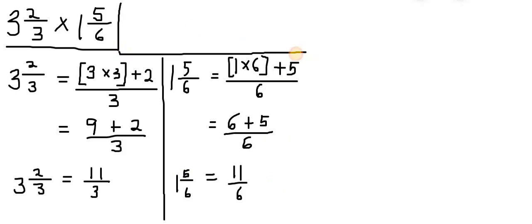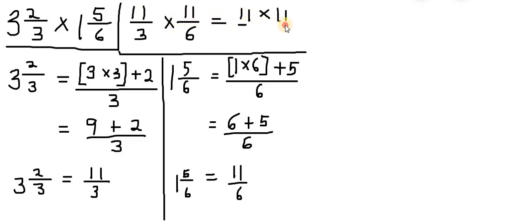Now, to complete the multiplication, 3 2 over 3 we replace with 11 over 3, times 1 5 over 6, which we replace with 11 over 6. So, top number times top number over bottom number times bottom number. Now, why am I not breaking this down? Because 11 is a prime number, so that means it has no factors at the bottom. Even if I can break down the bottom, there's nothing to break down at the top.